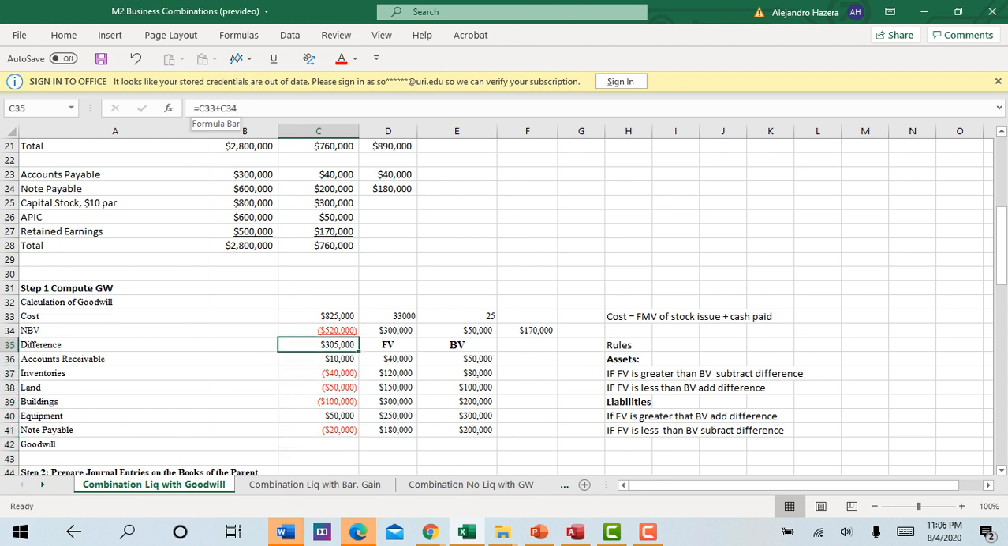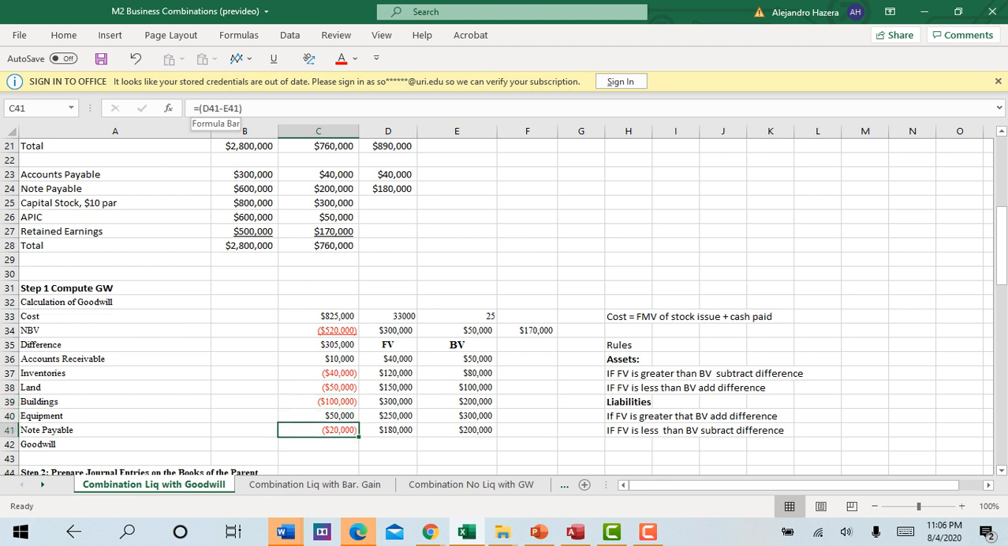So I've got a difference of 305,000. I've got all these differences that can be associated with assets. Now think about this. You overpaid by 305. Of that 305, part of that 40,000 was due to the fact that inventories had a value of 40,000 greater than their book values. So a $40,000 piece is due to inventory. A $50,000 piece is due to buildings, because you're paying 300,000, not 200,000 for the buildings.